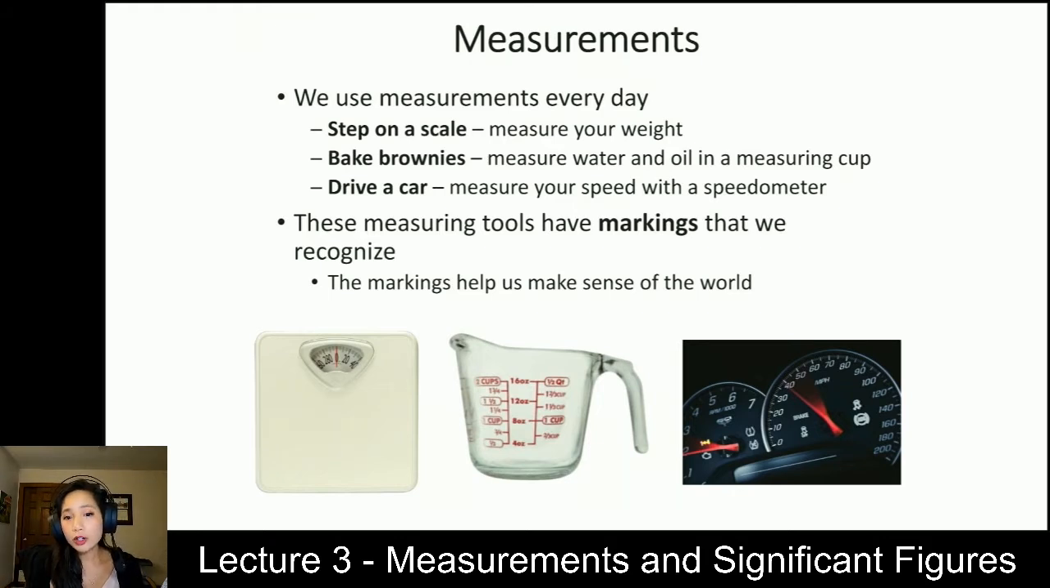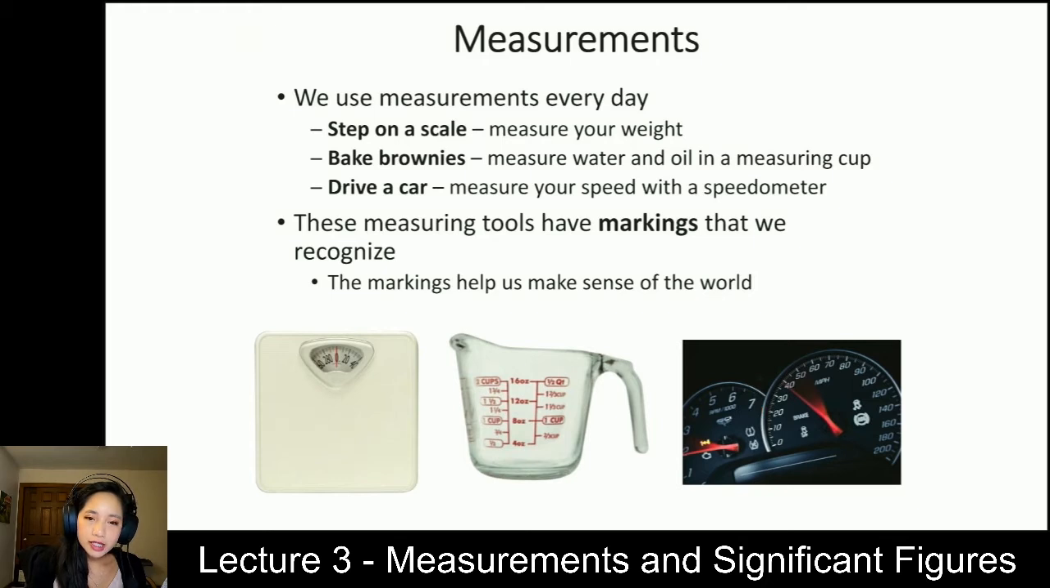Thankfully, we use measurements every day. First thing in the morning, when you step on the scale, you're measuring your weight. If you bake some type of recipe, you measure out ingredients using a measuring cup. When you drive your car down the freeway and you see a speed trap and you quick glance at your speedometer, you're measuring your speed at that moment.